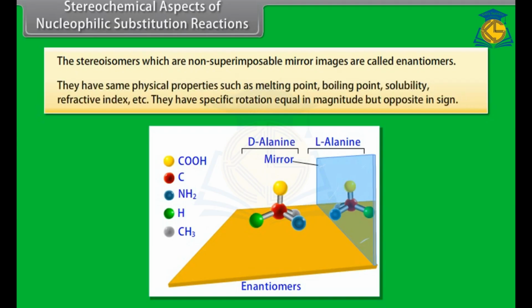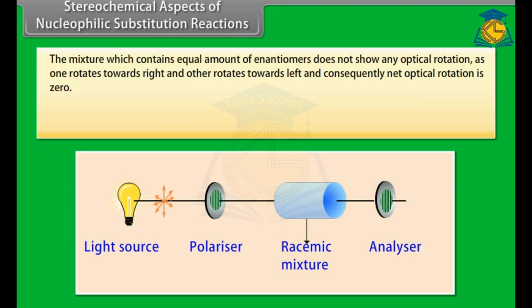They have the same physical properties such as melting point, boiling point, solubility, refractive index, etc. They have specific rotation equal in magnitude but opposite in sign. The mixture which contains equal amounts of enantiomers does not show any optical rotation, as one rotates towards the right and the other rotates towards the left, and consequently the net optical rotation is zero.